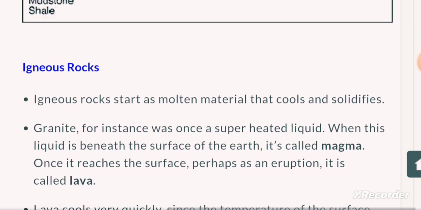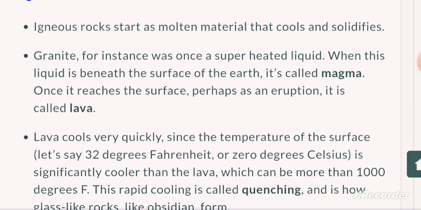So the first type is igneous rocks. Igneous rocks start as molten material that cools and solidifies. The formation of rocks, how they are formed, we discussed in our previous video. You can check that video also for more conceptual clarity. After watching it, you know how rocks are formed. Granite, for instance, was once a superheated liquid.